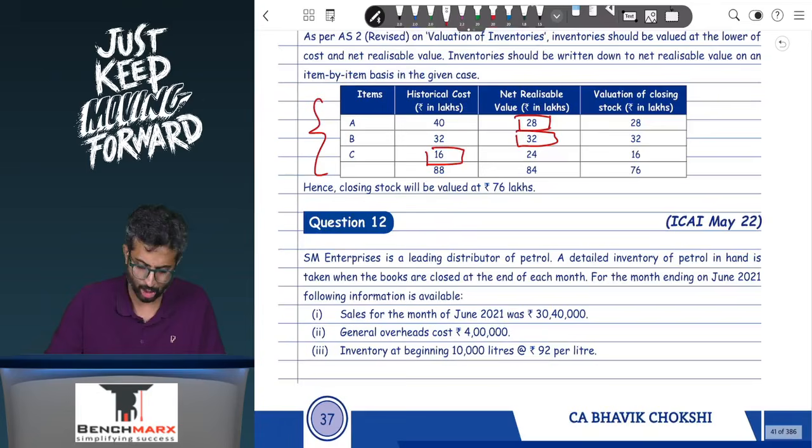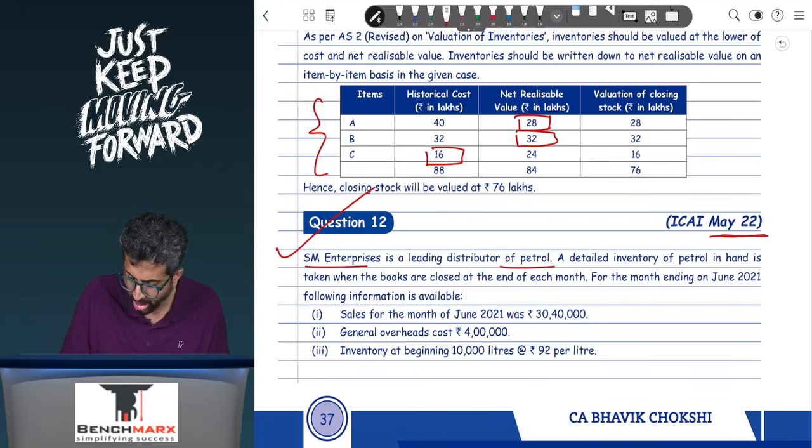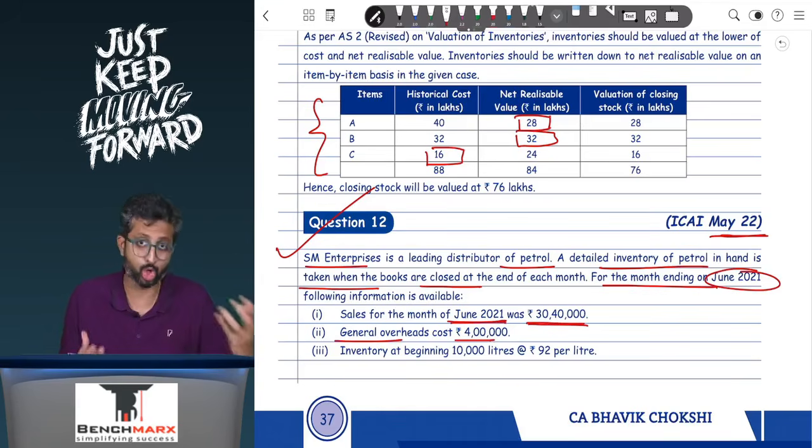And then last over here, it's from the May 22 exam paper. Over here it is more like your FIFO type of an application which you should know. SM Enterprises is a distributor of petrol. The detailed inventory of petrol in hand is taken when the books are closed at the end of each month. For the month ending June 2021, the following details are available. Sales for the month of June was 30 lakh 40. General overheads are 4 lakhs. This will not be a part of your cost of inventory.